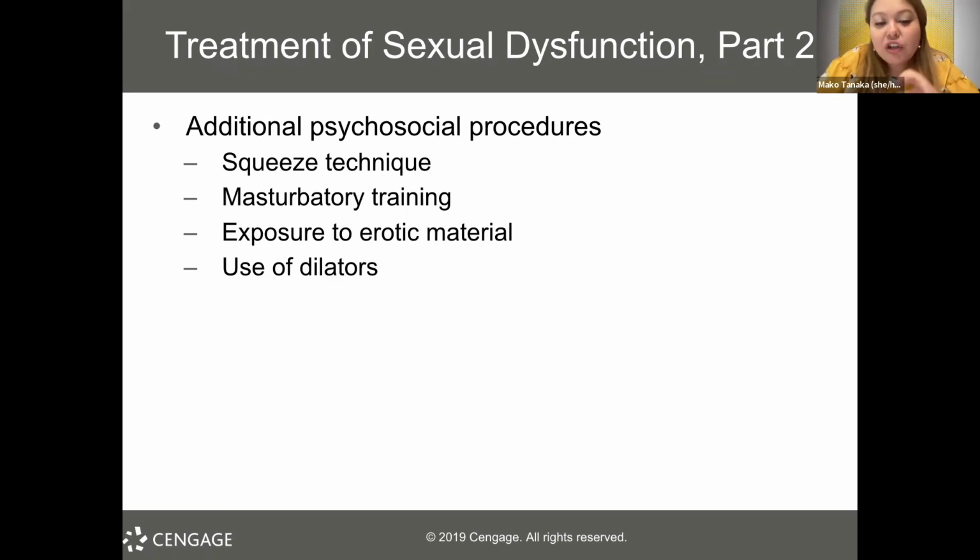So now I'm going to show you a clip of what these look like and how people with vaginas are instructed to use them.